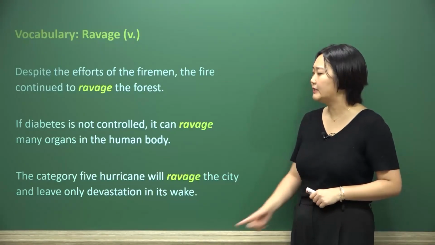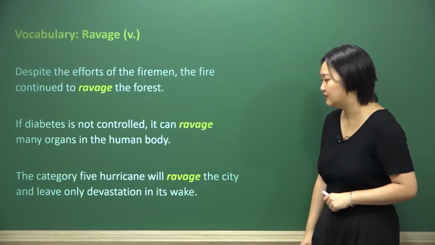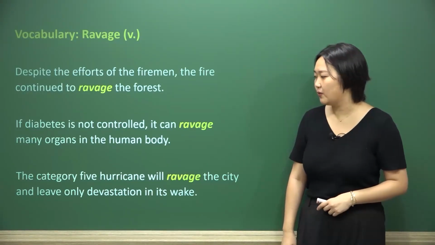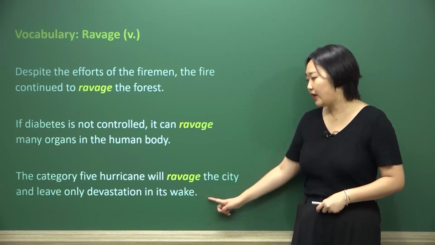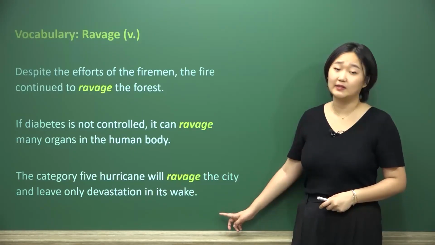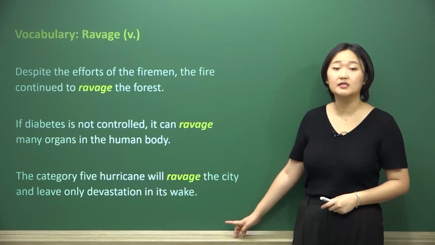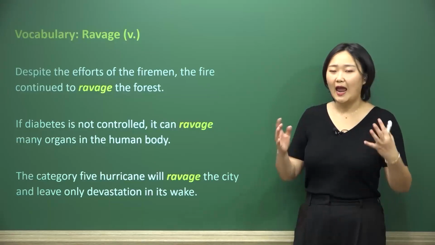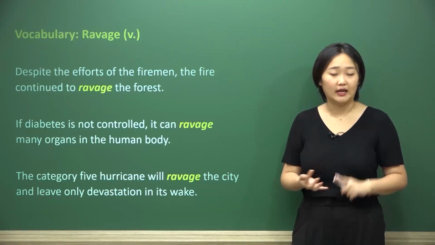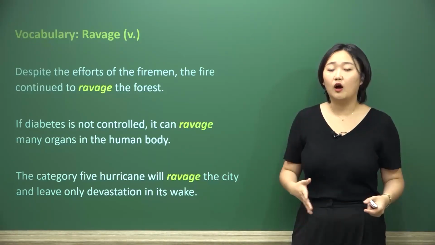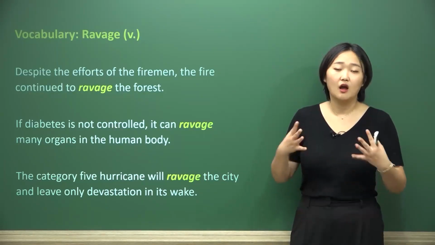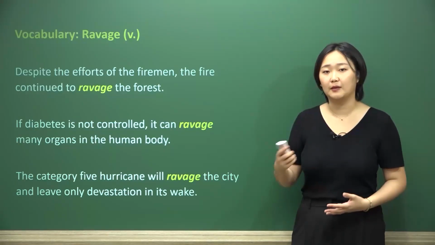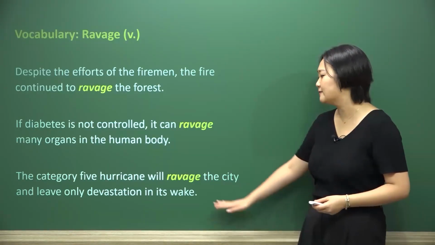So keeping that in mind, the Category 5 hurricane will ravage the city and leave only devastation in its wake. We also have to think about this in the sense of natural disasters. And so if we have something like a hurricane, specifically Category 5, very dangerous, it will cause a lot of destruction. And if we have things such as hurricanes, floods, earthquakes, we all know that there is a lot of chaos around this kind of disaster, oftentimes because people lose their homes and people also lose their livelihoods. And so for that reason, the word ravage.